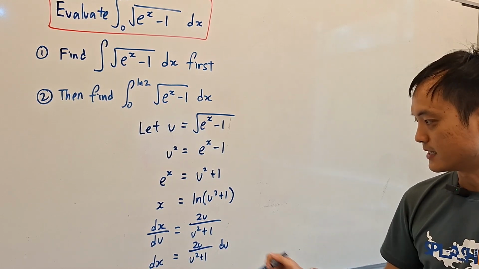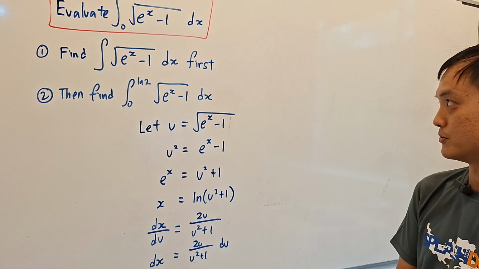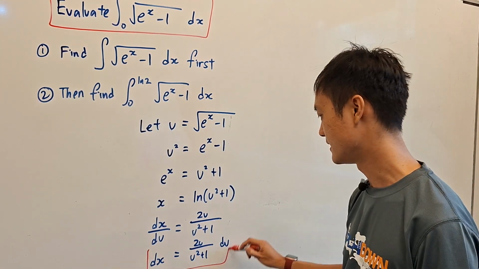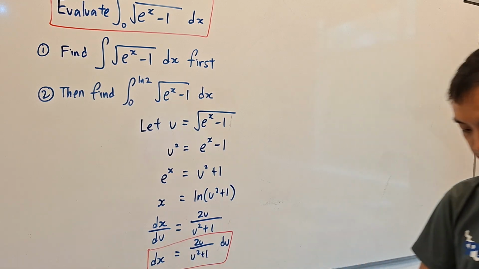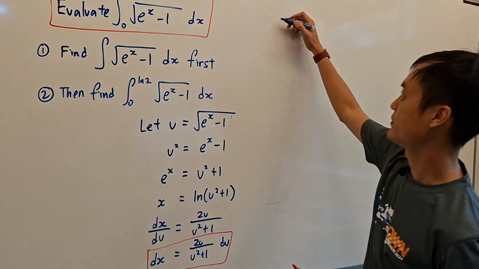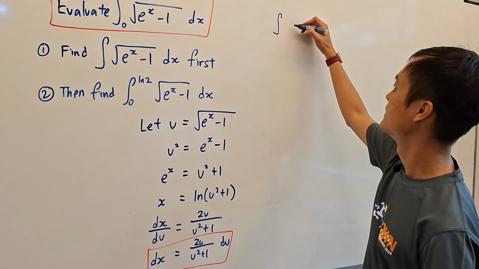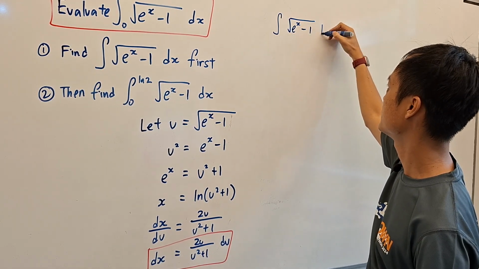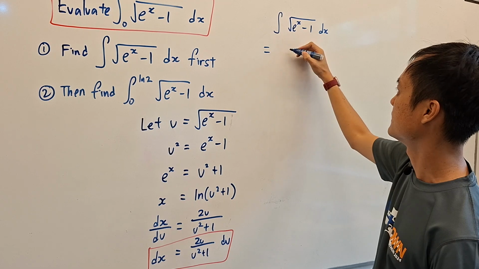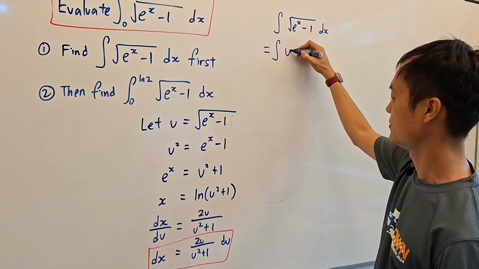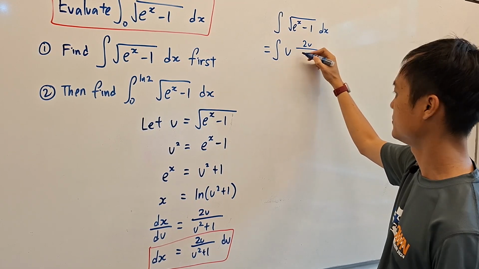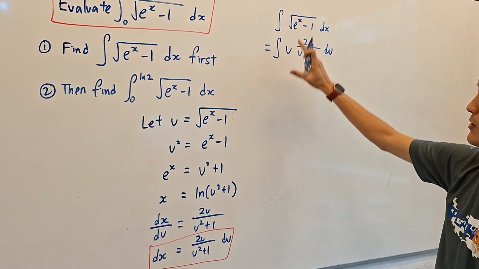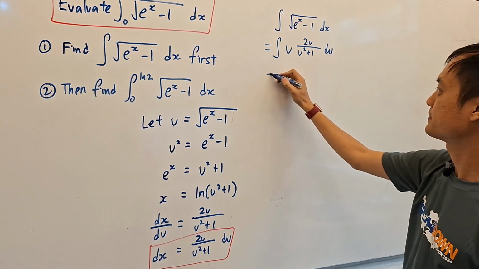So this dx, I will be able to put it back into the indefinite integral, and then I can solve the integration. So let's evaluate this thing first. The integral of the square root of e^x minus 1 dx equals u multiplied by 2u over u squared plus 1 du. Now everything is in u, we can do the integration.